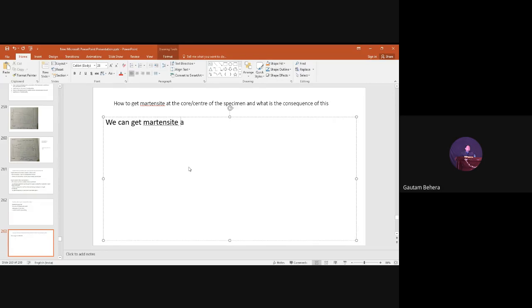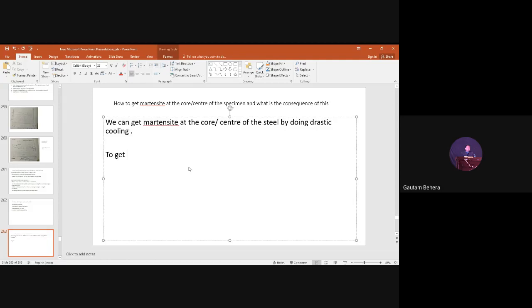We can get martensite at the core or at the center of the steel by doing drastic cooling or quenching, right? Because if we do drastic quenching, the cooling rate will become the critical cooling rate at the center. If we want martensite in our steel, the cooling rate should be the critical cooling rate, or the upper critical cooling rate, in other words, the cooling rate should be greater than the critical cooling rate, right?